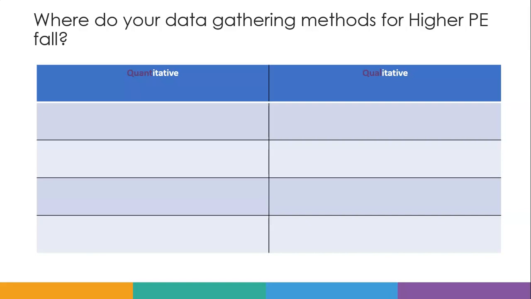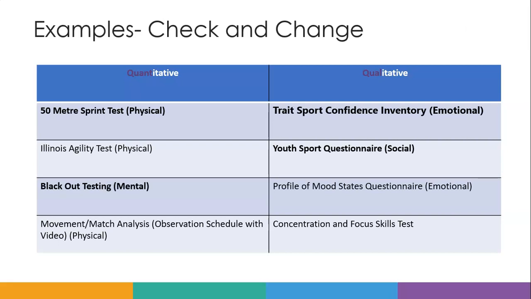So let's put this knowledge into practice here. Where do the data gathering methods that you've used for higher PE so far fall? Are they quantitative data gathering methods or are they qualitative data gathering methods? Take 5 minutes, pause this slide or pause the video here and try and fill these in. So here are some examples which you can check and change to see if you're correct or not.